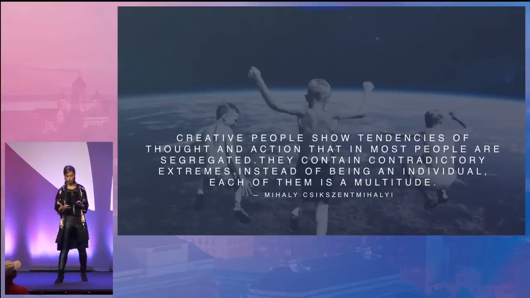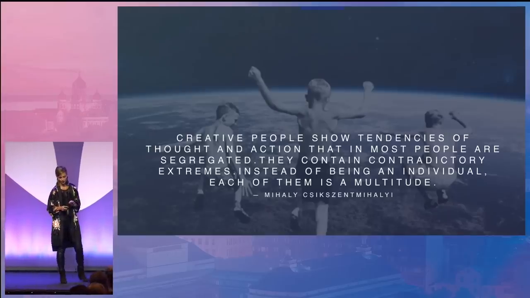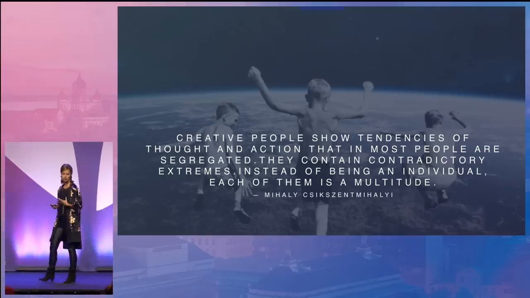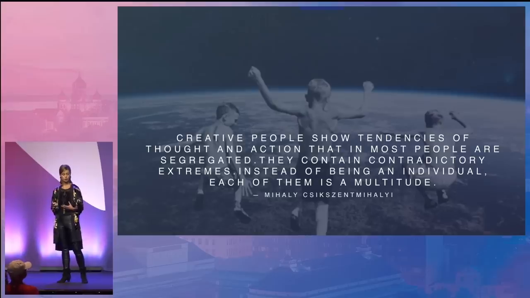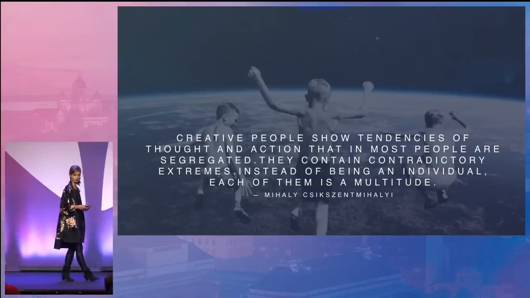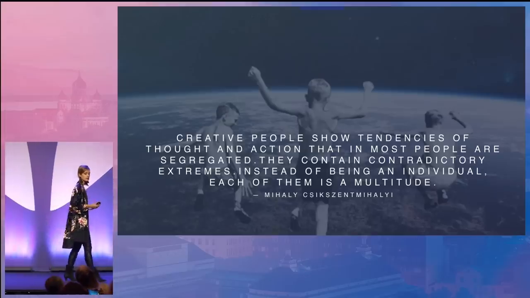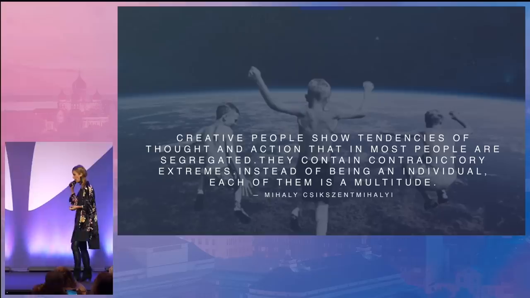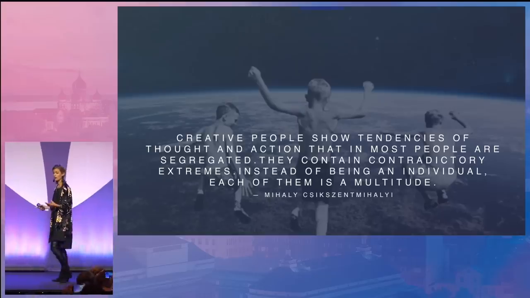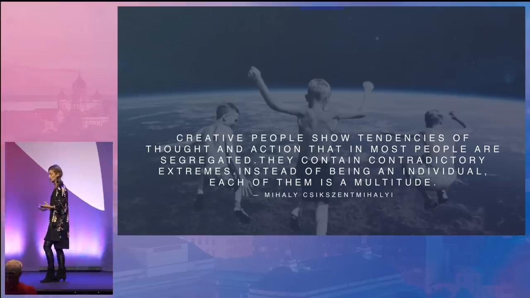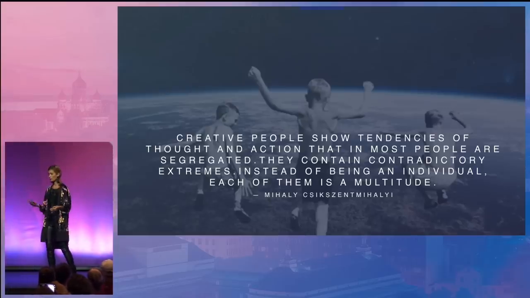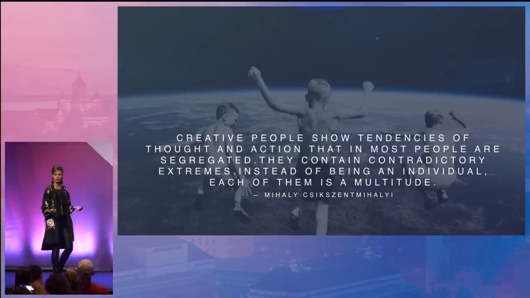So creative people show a tendency of thought and action that in most people is segregated. They contain contradictory extremes. Instead of being an individual, each of them is a multitude. What does that mean? In society, we very often think we need to know that one thing that we will become absolutely the best at. And that's absolutely wrong, because that limits us. We block ourselves in finding over and over that one thing, but you can't possibly find that one thing unless you try everything.